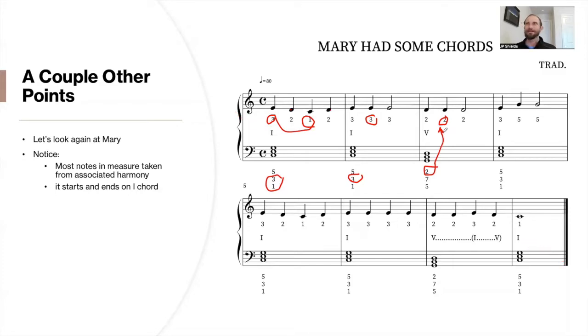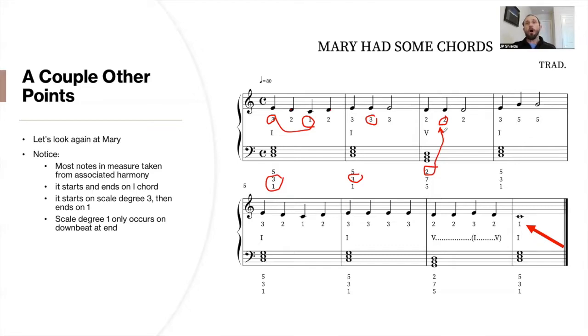Okay. Additionally, it starts on scale degree 3 and ends on scale degree 1. This matters because it helps show a trajectory and that there's a closure at the end.